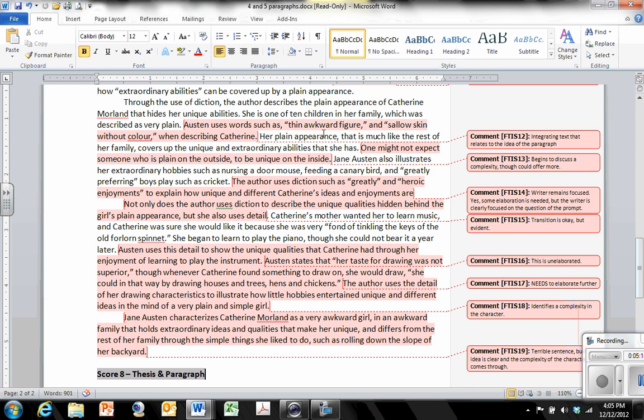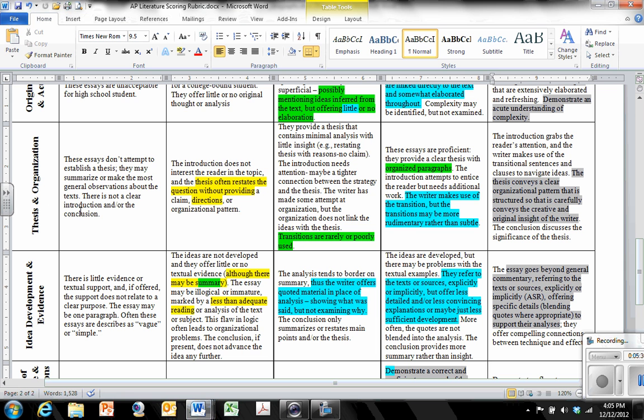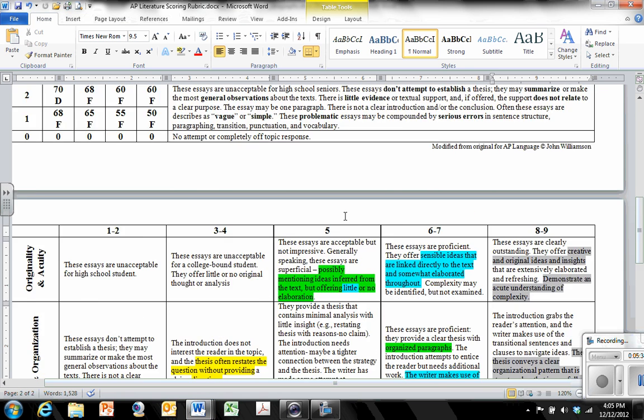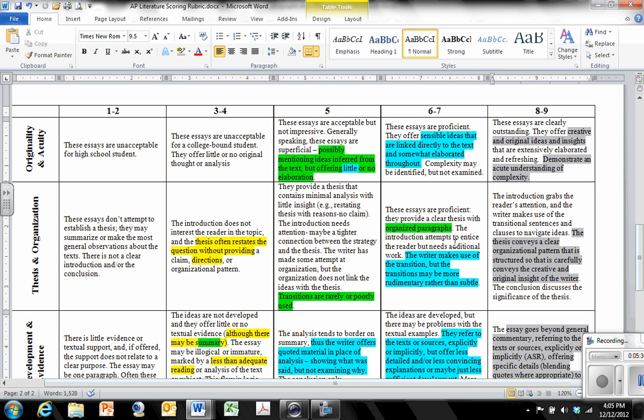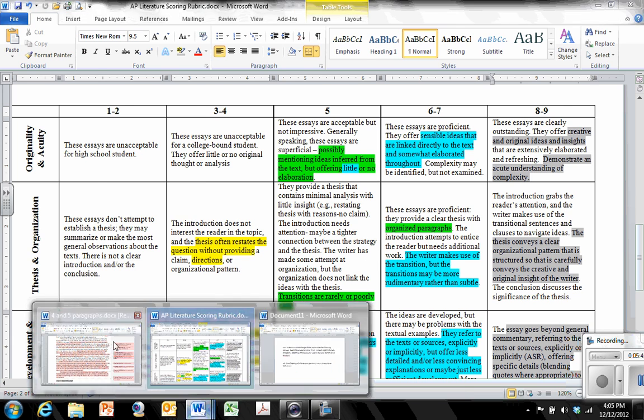They walk through integrating text into their examples. They don't always develop the argument about the complexity as much as they should, and I'll make some of those comments here. They do attempt a transition, and if you look back at the scoring rubric, when it talks about thesis and organization, it says transitions are rarely or poorly used in the 5 versus the 6 or 7. Transitions may be more rudimentary rather than subtle. So they're using transition. It may not be great, but they recognize that they do need to use the transition.